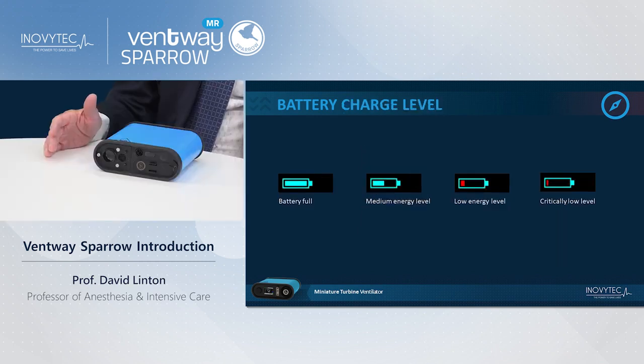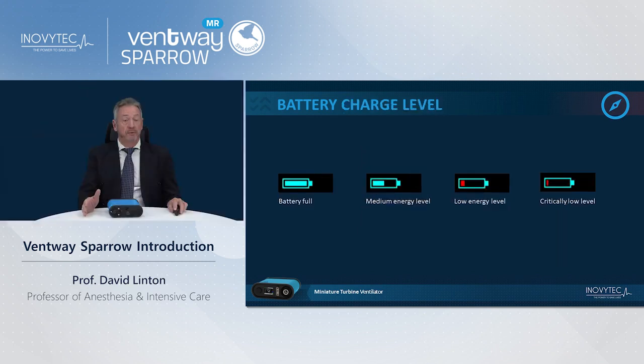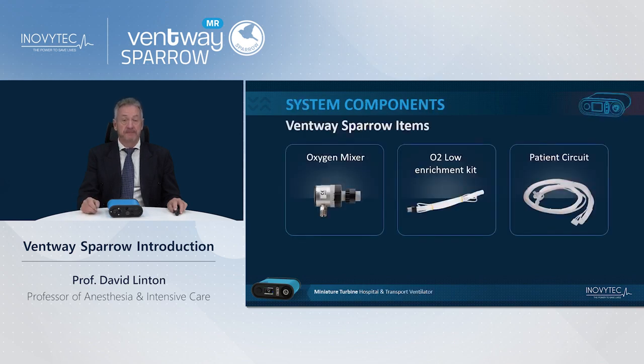The battery charge level is also identified by these icons on the graphic user interface: either full, medium energy level, low energy level, or critical. And there are alarms which tell you at which stage this battery charge level exists.